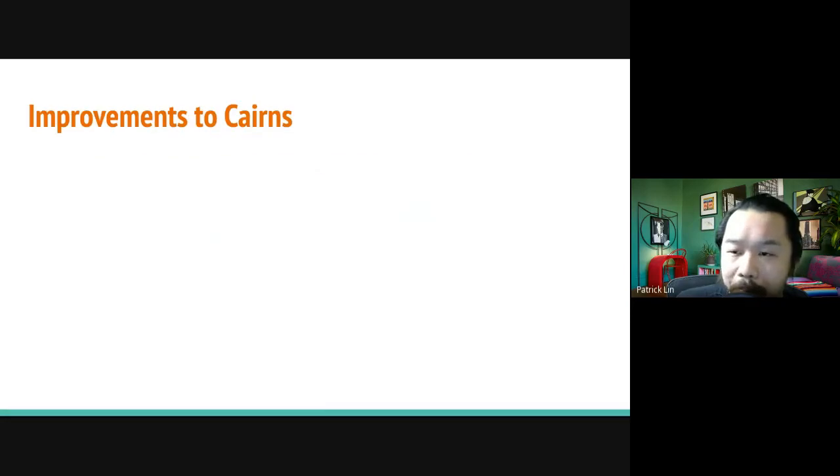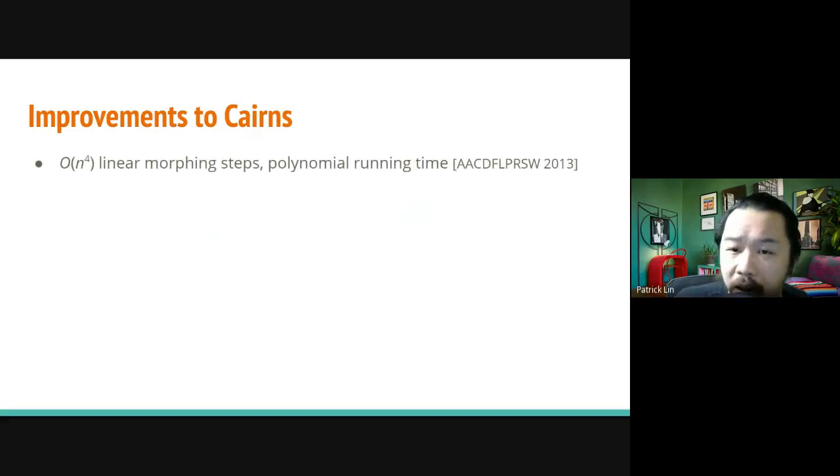But then about 70 years later, there was a group of people who became interested in actually taking Cairns' results and adapting them into something we can actually use. And so they figured out, first of all, how to get around this recursing twice issue and get down to polynomially many pseudomorphing steps. And then beyond that, they also figured out how to take these pseudomorphing steps and turn them into an actual morph, so that we no longer have these coincident vertices. And they managed to get a polynomial running time. They didn't analyze it. It's pretty big. So I'm not going to bother analyzing it either.